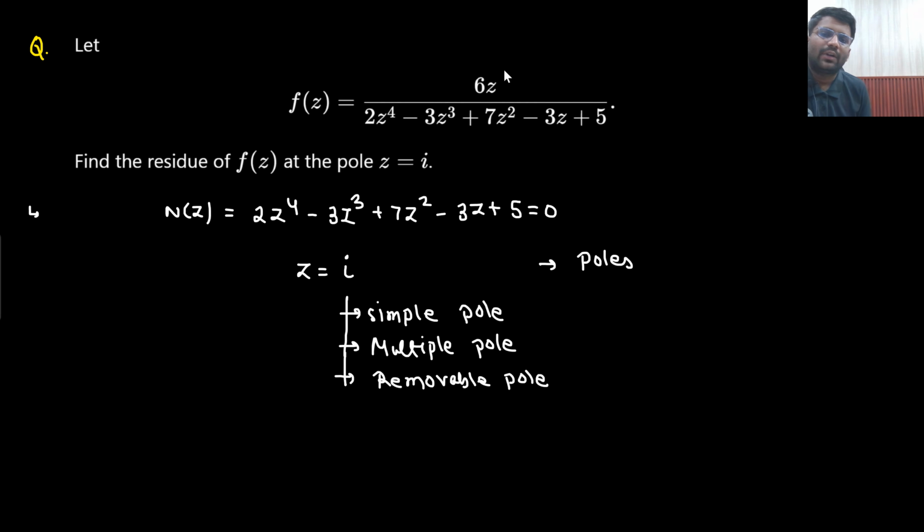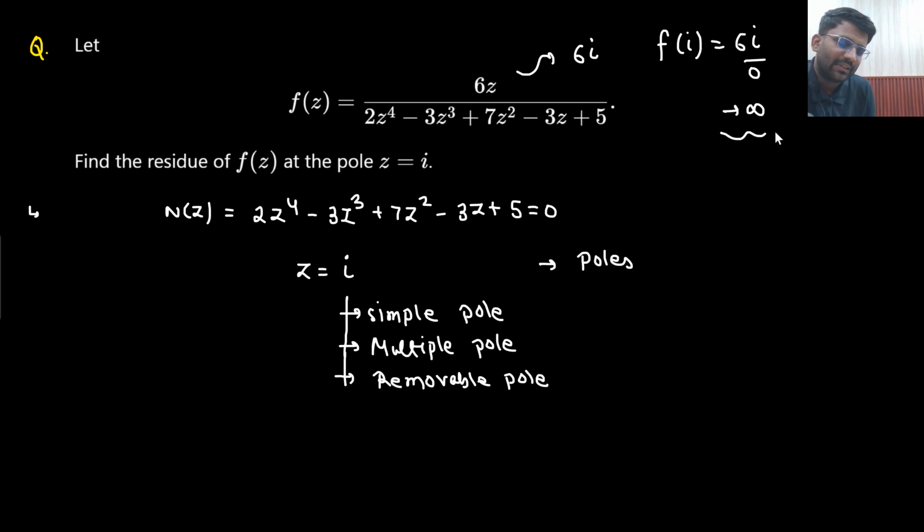Because sir, at z equals iota, this particular function becomes 6 iota. So at z equals iota, 6 iota divided by 0 comes out to be infinity. That means it cannot be a removable pole, because for a removable pole the condition would become 0 by 0, right? So it cannot be a removable pole. Now the thing is whether, sir, it is a simple pole or a multiple pole.